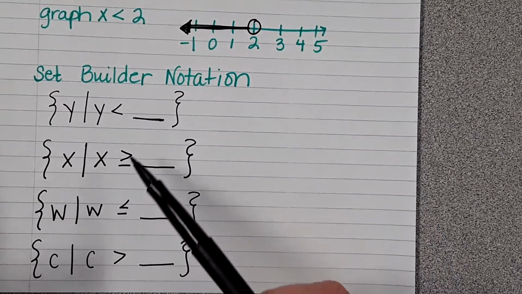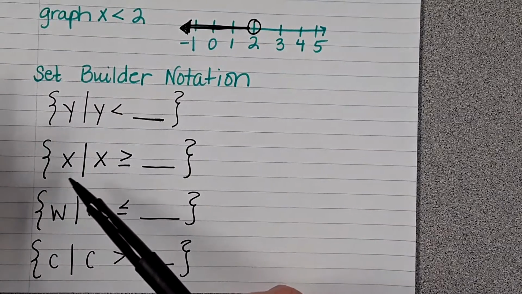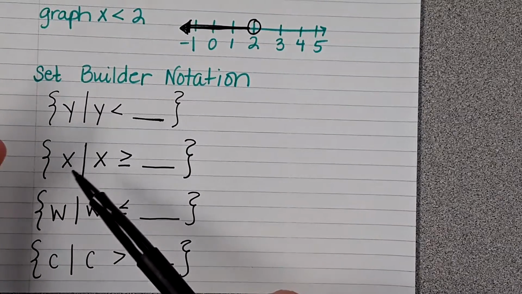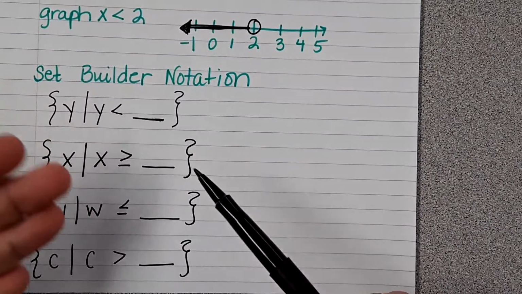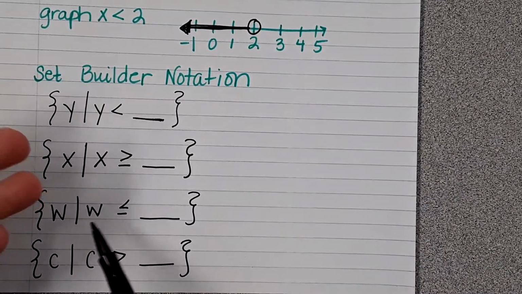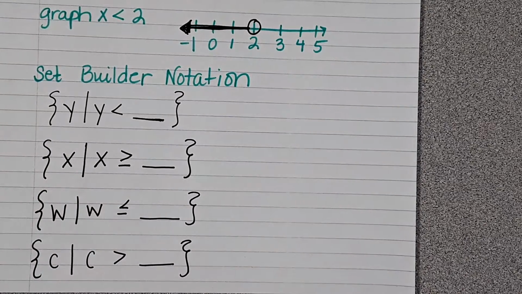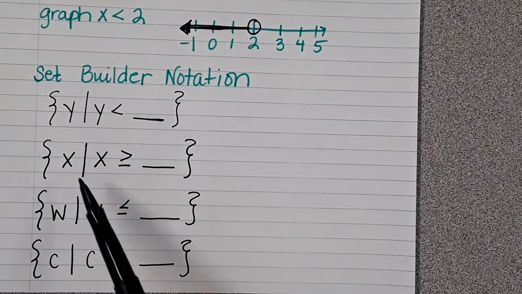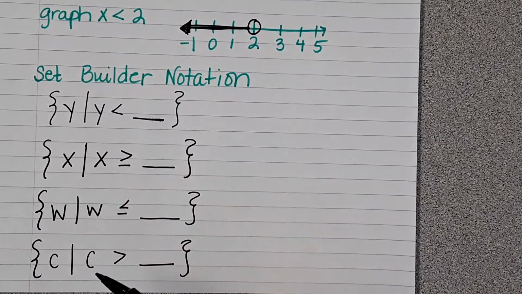x such that x is greater than or equal to a number. So it's basically all real numbers x such that x is greater than or equal to whatever number you solve for. All numbers w such that w is less than or equal to a blank. That is set builder notation. Now I am going to teach you a new notation later, but right now that's it. So the set of all numbers x such that x is greater than or equal to. So this is called set builder notation.